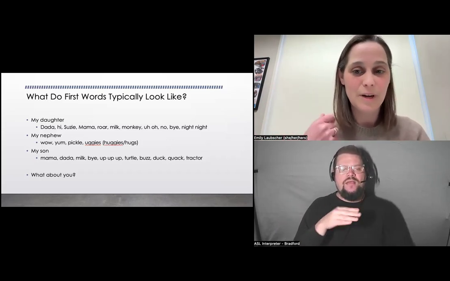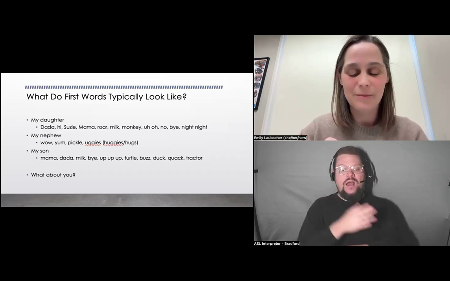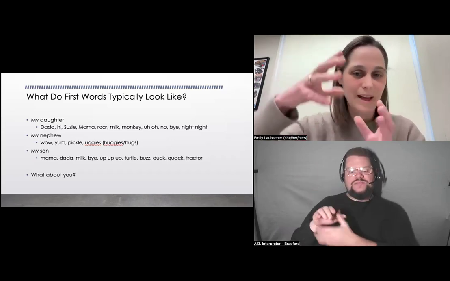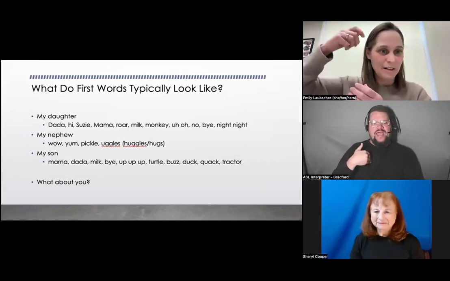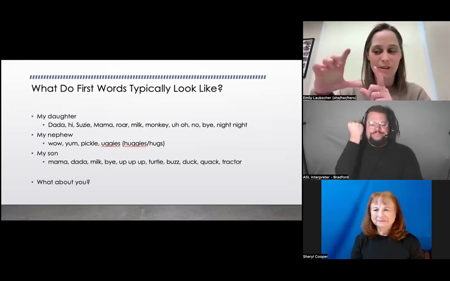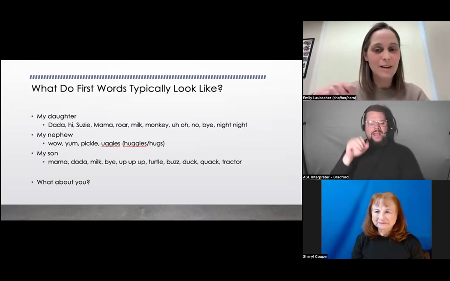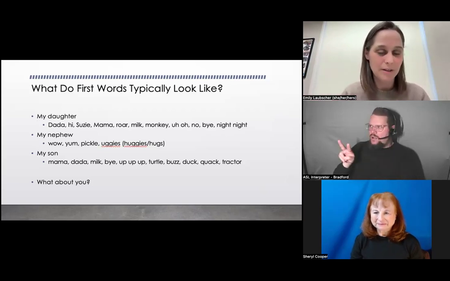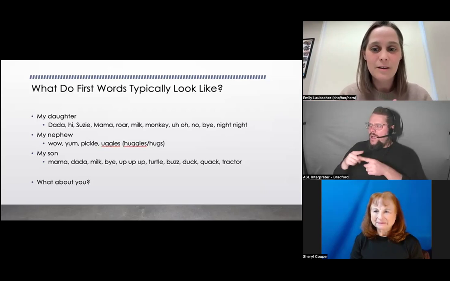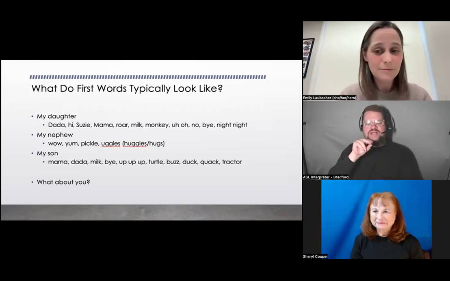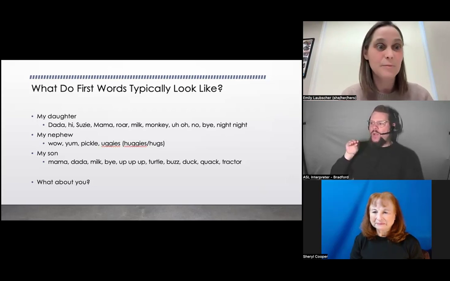Buzz, which my son would say when my husband had clippers for his hair and he would cut his hair in the bathroom and the little clippers were electric and they would make a buzzing sound. And my son was interested in that and would say buzz to talk about the clippers. Duck and quack. He liked to watch the ducks and make duck sounds. And tractor. He was obsessed with tractors.